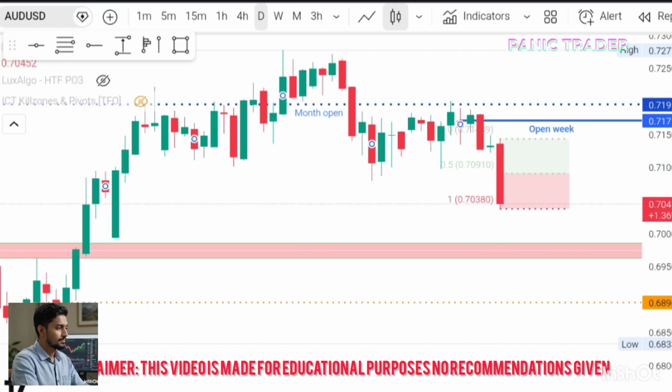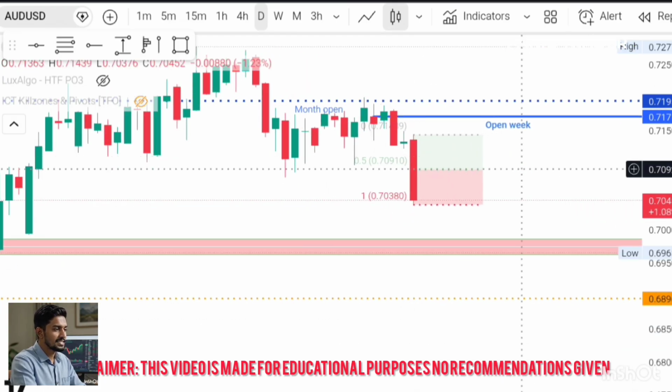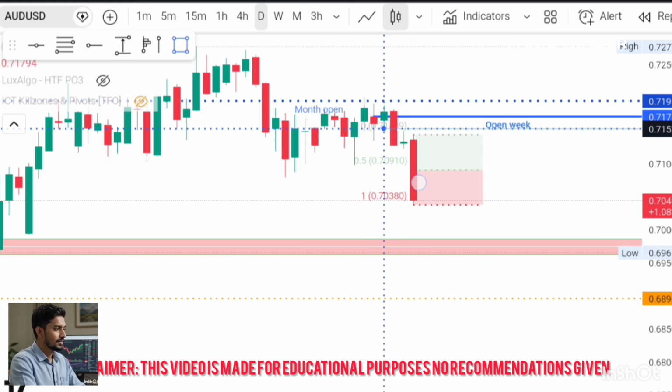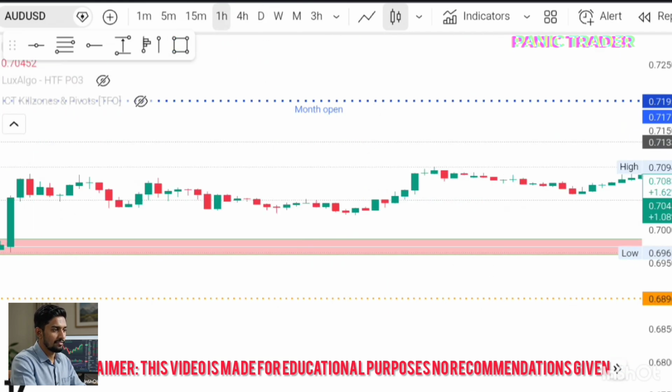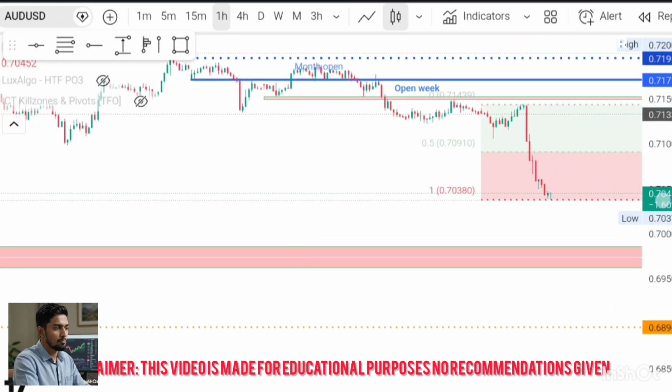So we have to see the news. Is there any news on Monday? Seeing the news, we have to target these levels and mark them as premium and discount. But I can see a fair value gap here. Most probably, I don't think it will come there. If there is any rejection on the lower time frame, we have to target lower lows.